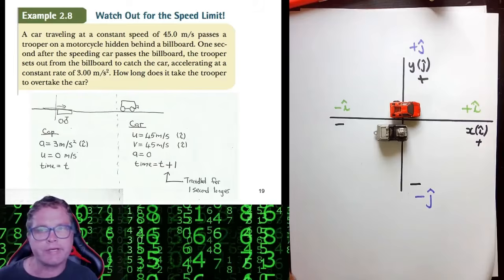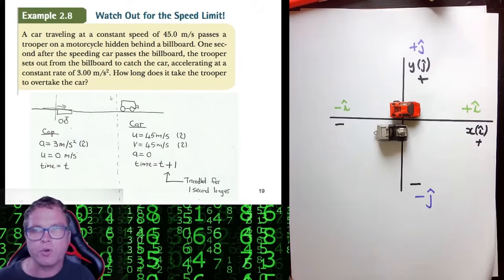A car traveling at a constant speed of 45 meters per second passes a trooper on a motorcycle hidden behind a billboard. 1 second after the speeding car passes the billboard, a trooper sets out from the billboard to try to catch the car, accelerating at a constant rate of 3 meters per second squared. How long does it take the trooper to overtake the car?